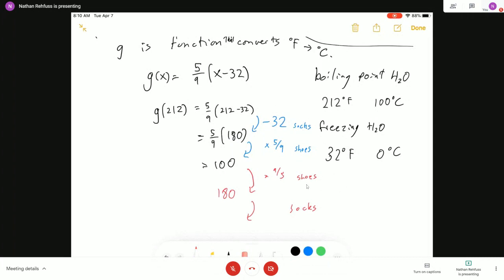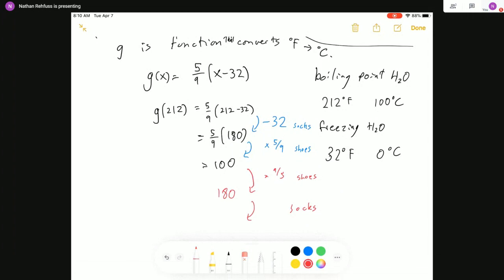Put on the socks and shoes. Now we took off our shoes. Now we can take off our socks. So to get rid of subtracting 32, I'm going to go ahead and add 32. So 180 plus 32 is 212, and we're back at the original number. So by following each of the steps that made up the function in reverse, I've undone the function.